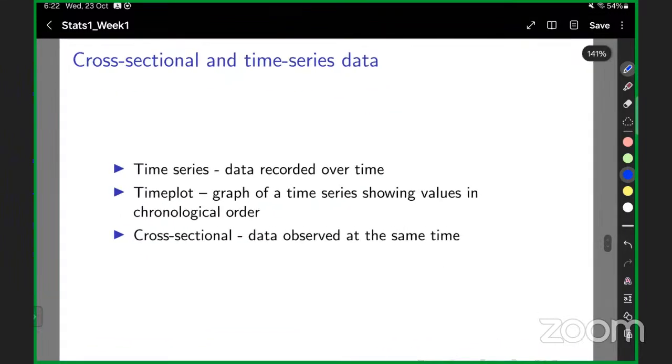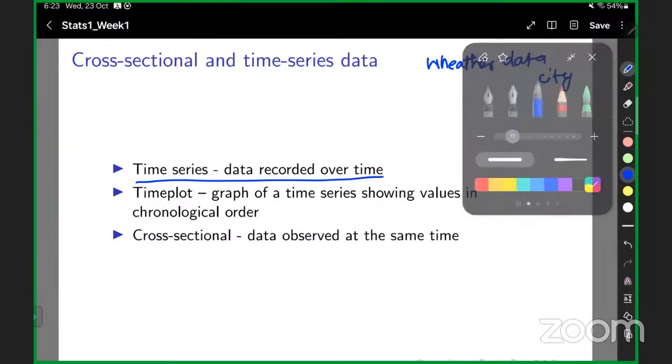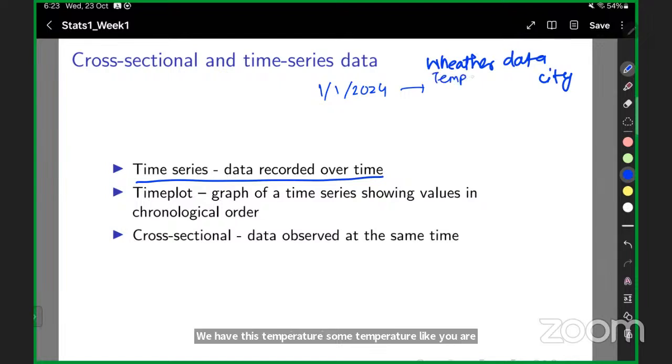Okay, so now we have, let's say, cross-sectional and time series data. Time series data is data we collect over a period of time, where time is included, right? Let's say you have meteorology or weather data of a city. If you collect that, then you can see, let's say, on the first of 2024, we have some temperature, right? You are measuring the temperature of the city, and you are also measuring wind speed.